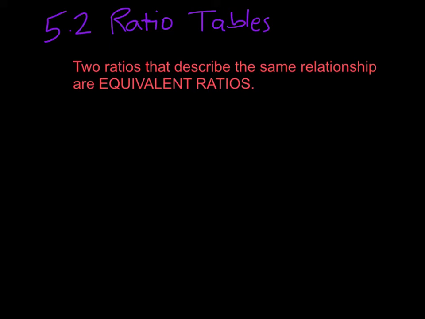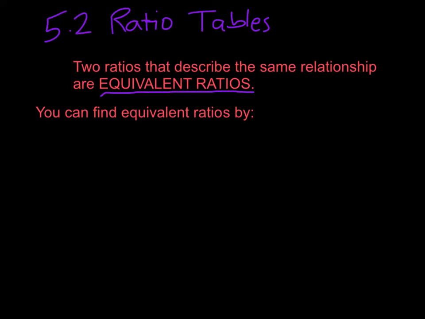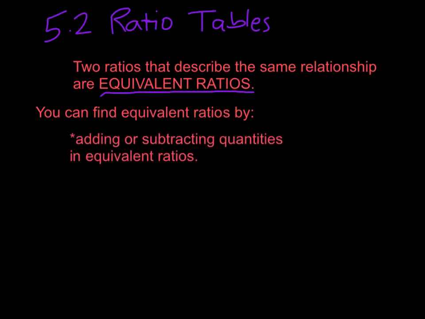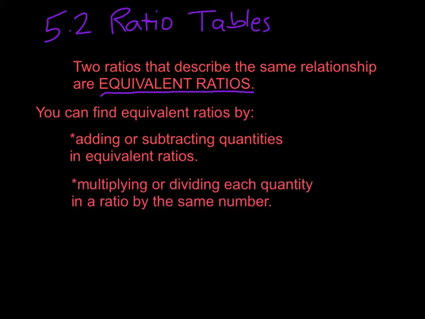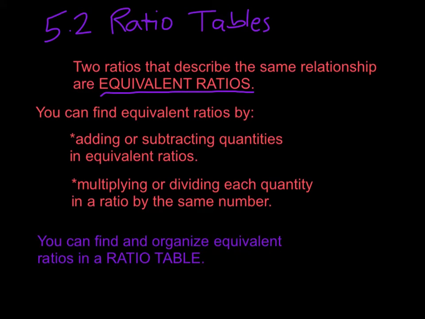The first one is two ratios that describe the same relationship are equivalent ratios. You can find equivalent ratios by adding or subtracting quantities in equivalent ratios, or by multiplying or dividing each quantity in a ratio by the same number. And lastly, you can find and organize equivalent ratios in a ratio table, and that's what will lead us into example 1.